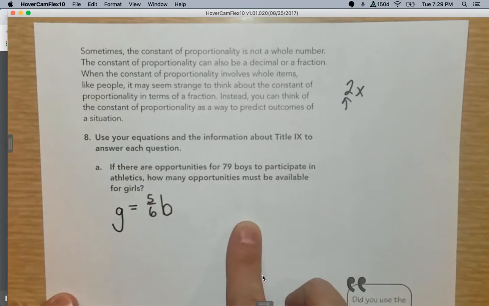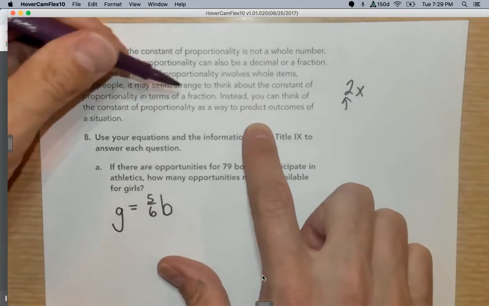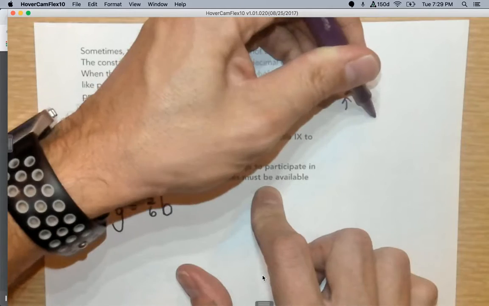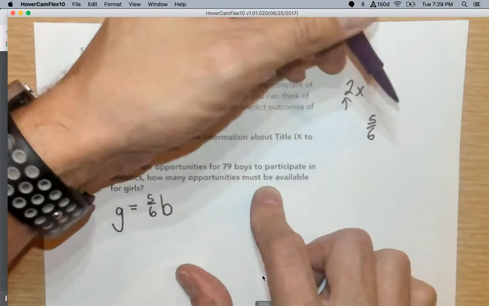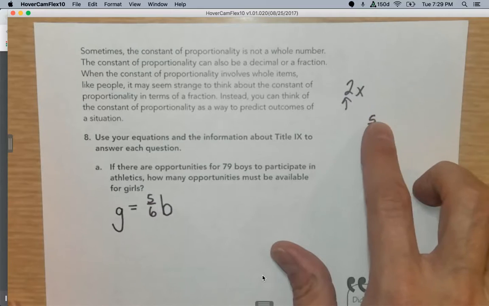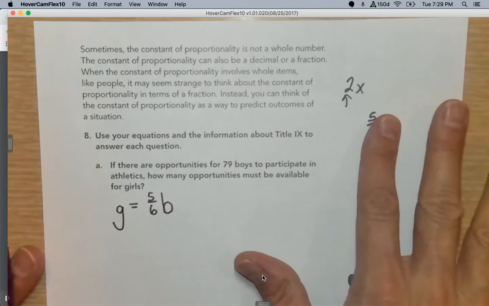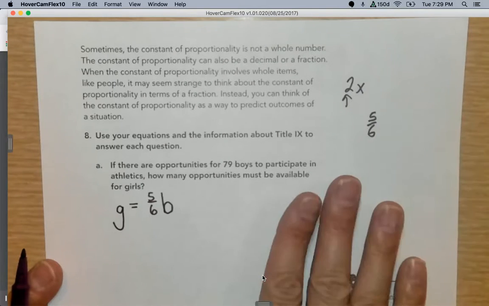And so to talk about this, the 5/6 is confusing because we're dealing with girls to boys. That's what I have to do to the number of boys to figure out how many girls there are going to be. Okay? Because it's a 5-to-6 ratio. So sometimes understanding the fractional part might not make a lot of sense. It's just a way for me to get, in this case, from the boys to the girls.